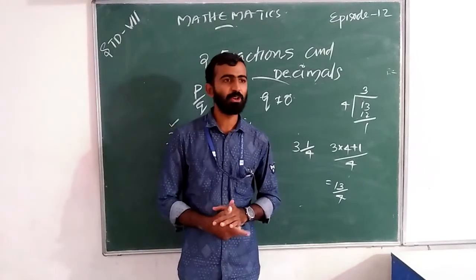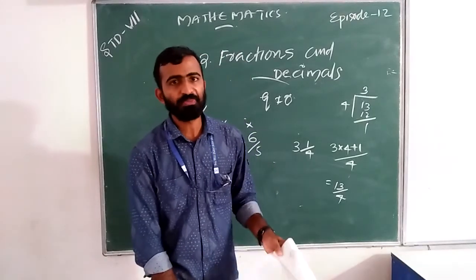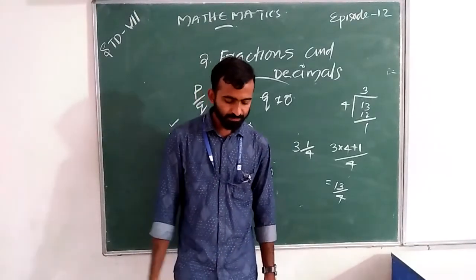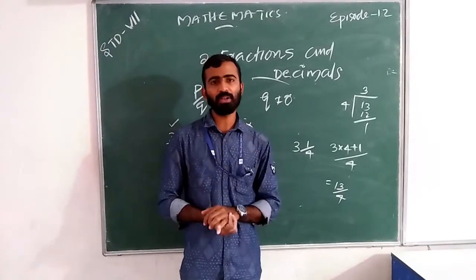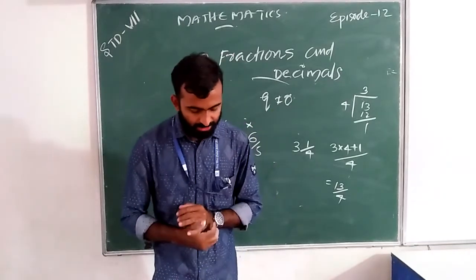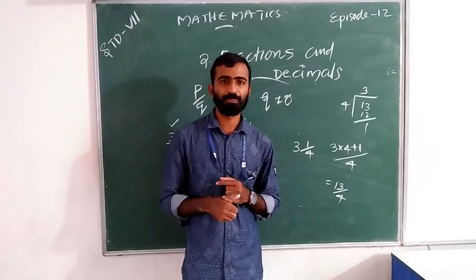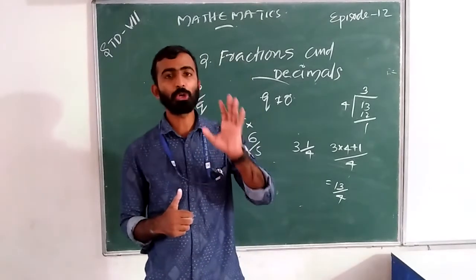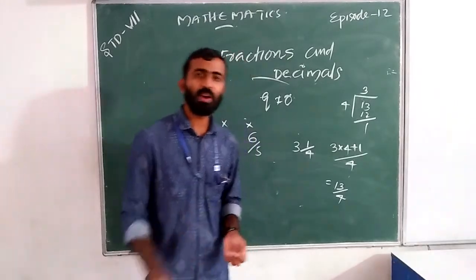Is it clear? Okay. Can we start with fractions? We start with example 1. We want to find or write 5 equivalent fractions of 3 by 5. Write 5 equivalent fractions of 3 by 5. That is what we can write.